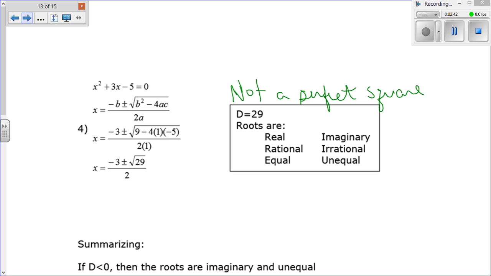The last case to consider is if I do not have a perfect square. So if I have x squared plus 3x minus 5 equals 0, and I substitute it into the quadratic formula, I end up with 29. 29 is not a perfect square. 29, however, is a real number. Since it's not a perfect square, if I were to try to simplify that, I would not get rid of my radical. Therefore, it would be irrational. And I have the plus or minus, and they're not going to go away. It would be unequal.